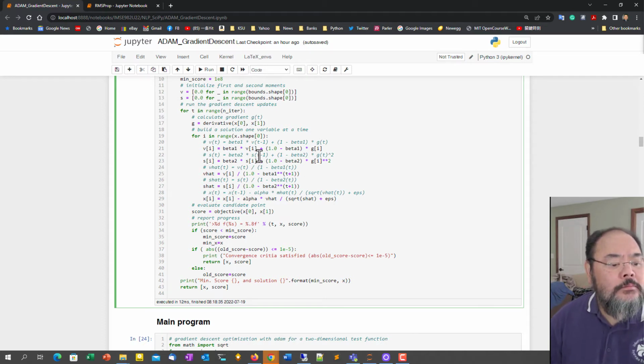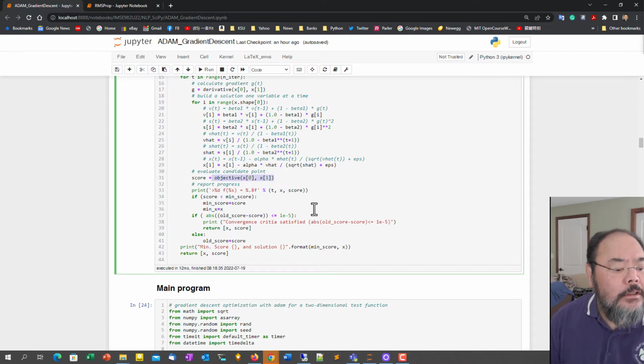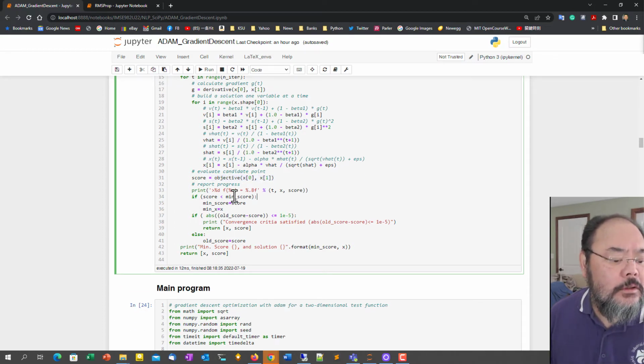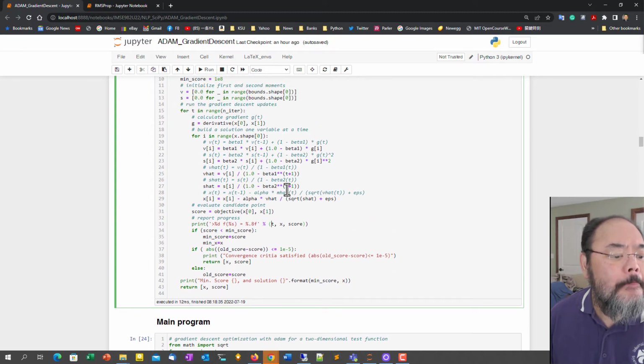After we update for this whole loop, we calculate the next iteration solution and update its objective function value. Then we print out the current solution. T is the time, the current iteration out of the number of iterations. X is the current solution, and score is the objective function.